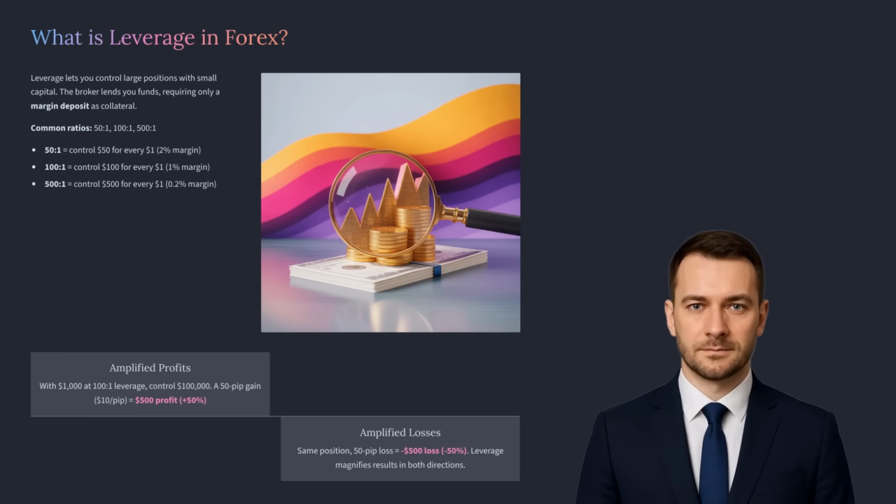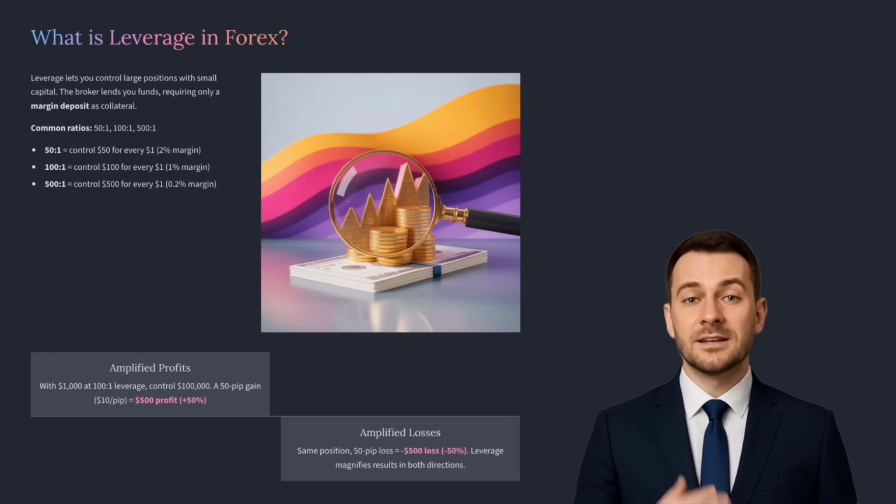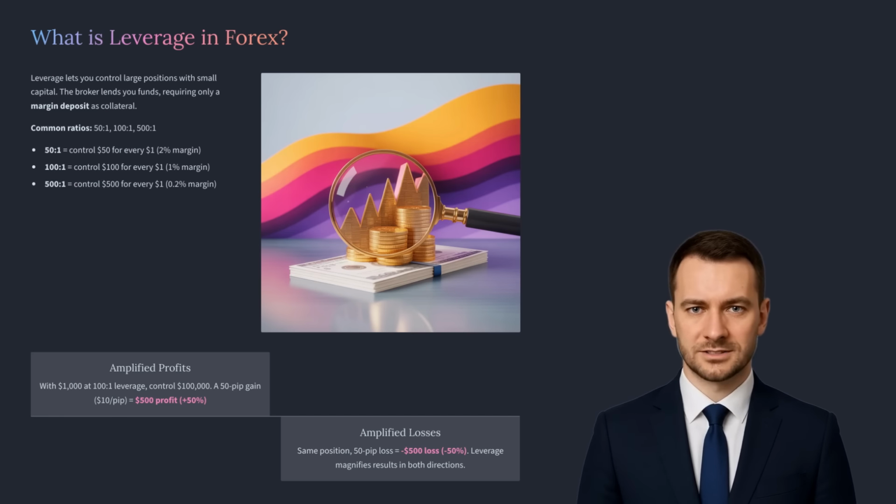Such a large position can yield big gains from relatively small market moves. Negative outcome: if the trade moves against you by 50 pips, you'd lose $500, 50 pips x $10 a pip. That's a 50% loss of your account. Without leverage, if you could only trade $1,000, no borrowing, a 50 pip move with a micro lot, where each pip is $0.10, would have been only a $5 gain or loss. Leverage magnifies your results in both directions. This cannot be stressed enough.